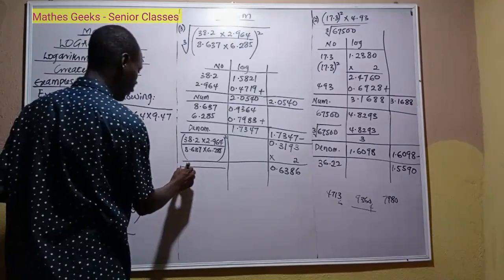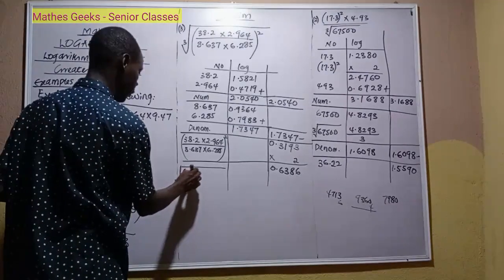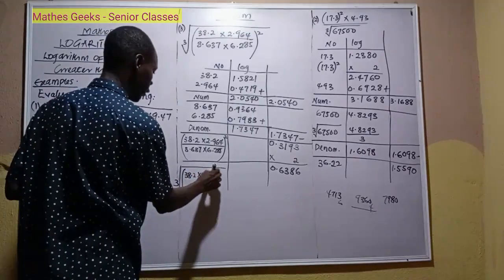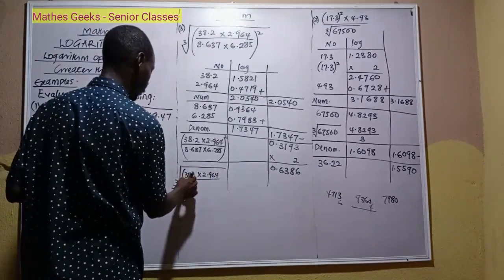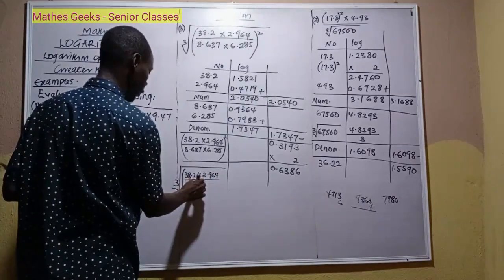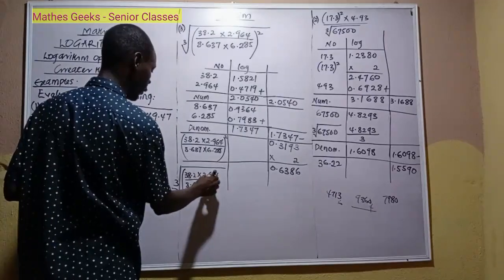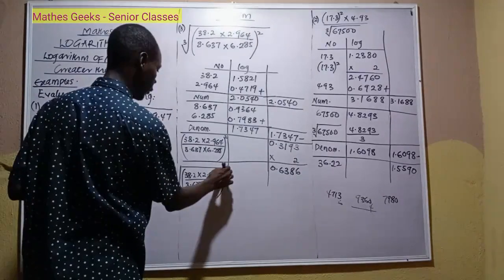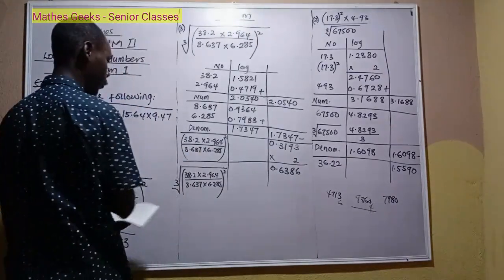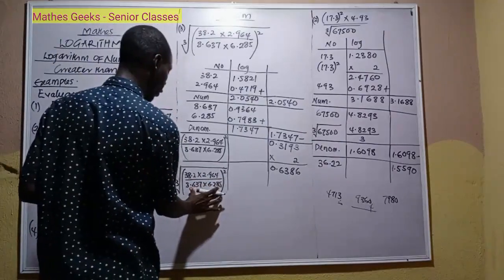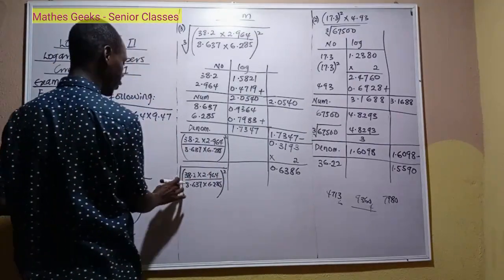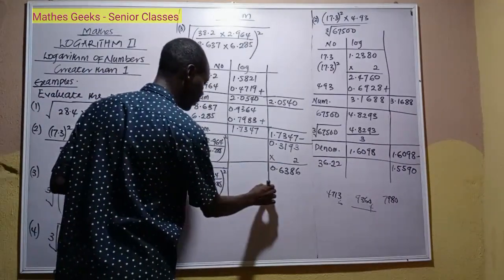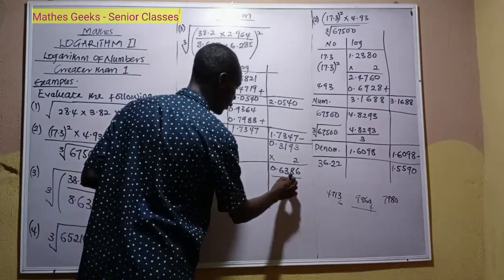Third root, so we're going to write 38.2 times 2.964 over 8.637 times 6.285. Let's look at it. So since we already evaluated this part, which is here, third root means dividing the result by 3. And that's what we're going to do.